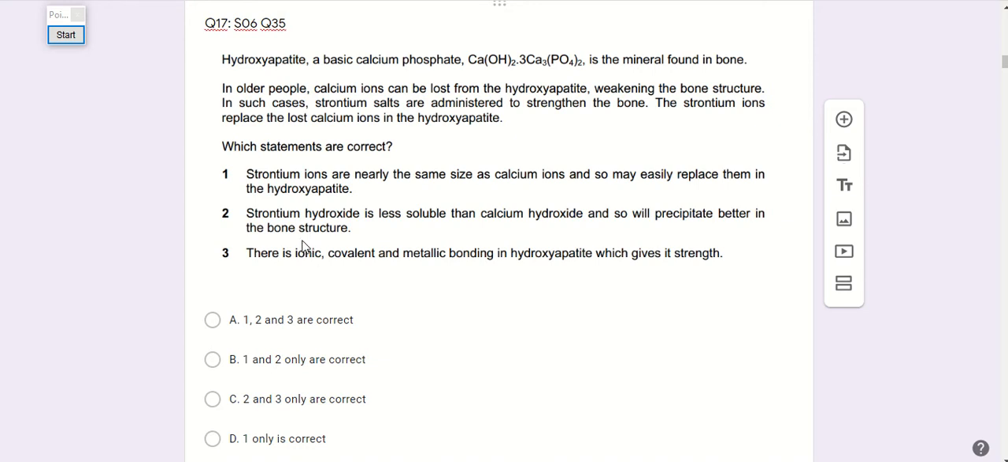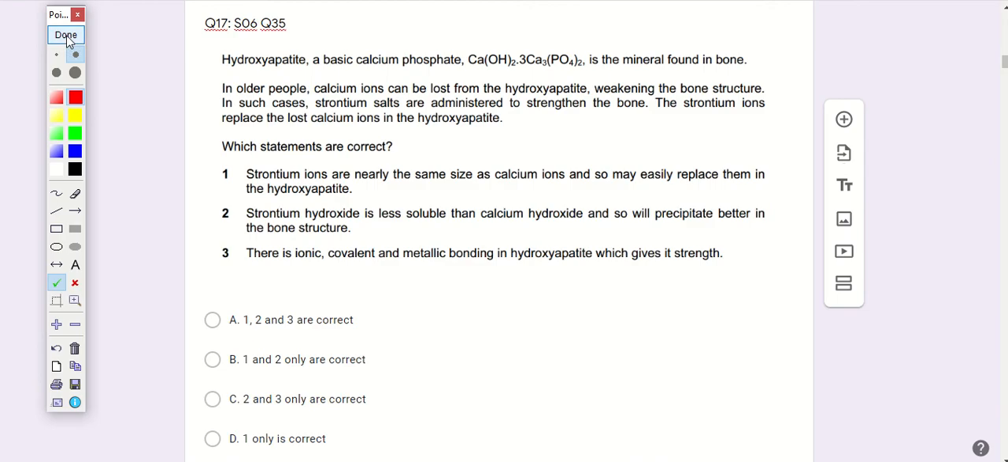Now look at number one. Strontium ions are nearly the same size as calcium ions, so may easily replace them in the hydroxyapatite. This statement is correct because if the sizes are very different, then it cannot replace, right? Even if it replaces, then the bone structure is changed. So number one is correct.